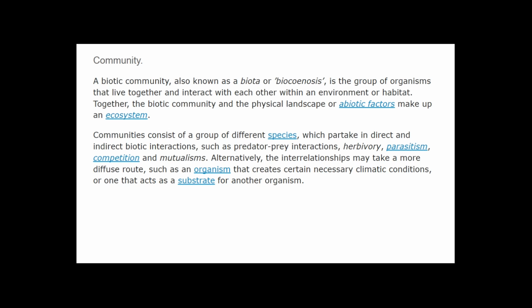But I suppose we could go further. Trees bring rain, so it makes the area more damp. Or trees also, since they grow into the air, other plants can live on the tree, a thing called an epiphyte. So you have all kinds of relationships between organisms.